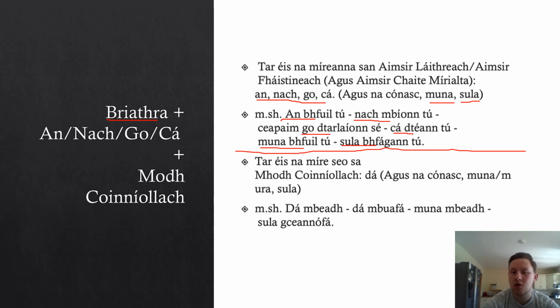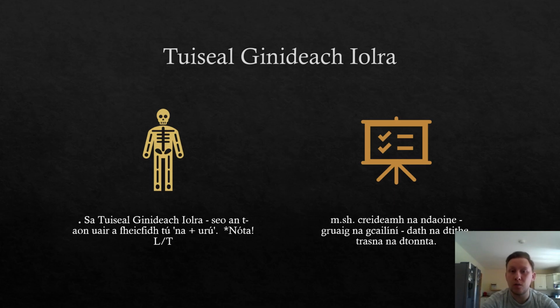And then we have the more cases. Tar éis na míre seo, if we use the word dá, mura, and sula, then we're adding an urú. This is really, really common, and it's something that, for the people preparing for their Irish oral exam, they would be practicing, how to answer questions. Like, dá mbeadh an cumann náisiúnta, cad a dhéanfá, dá mbeifeá, cad a athrófá, and so on. These are all more conditional. And again, when an, nach, go, cá, mura, and sula are before the verbs, then we are adding an urú to them.